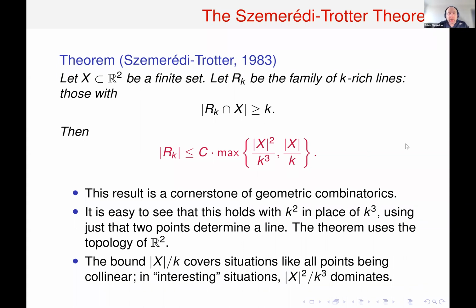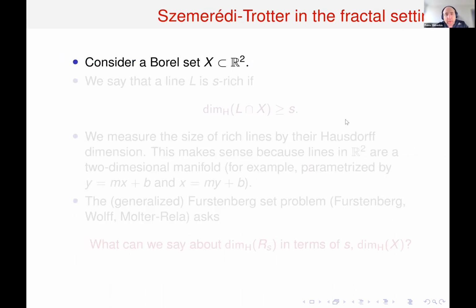Okay, so we are in One World Fractals, so now we want to do a fractal version of this. We are going to consider, instead of a finite set X, a Borel set X in the plane. And we are going to look at rich lines. So how do we determine if a line is rich? Well, we look at the Hausdorff dimension. So we say that a line is s-rich if it intersects the set X in dimension at least s.